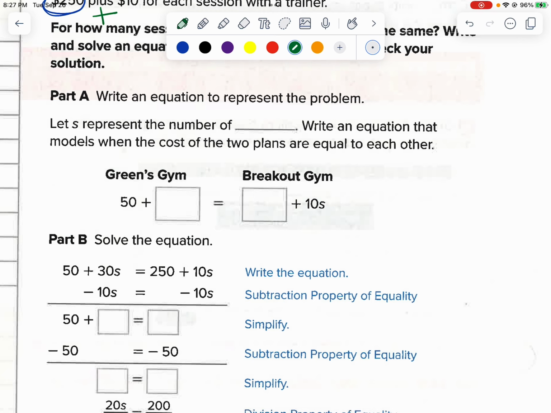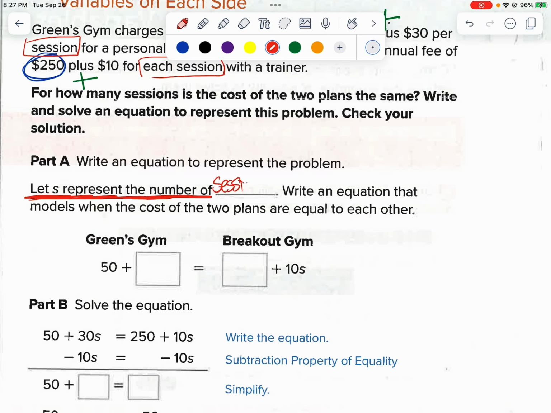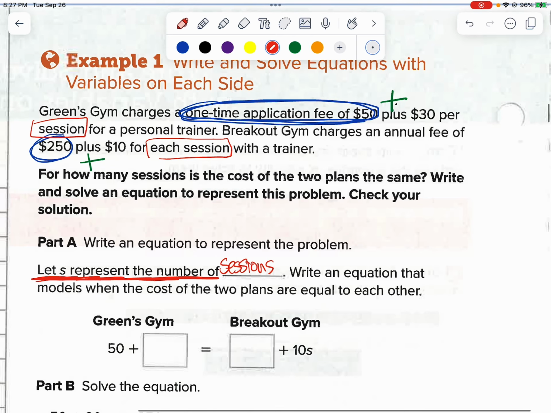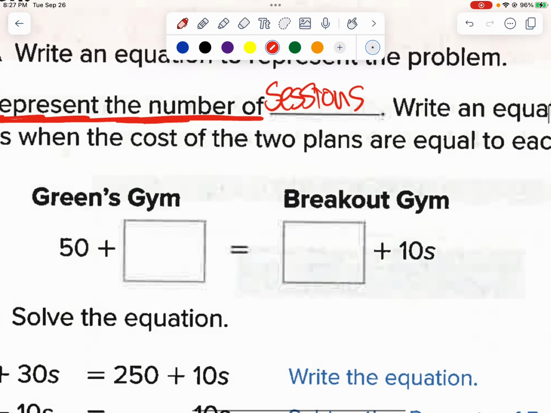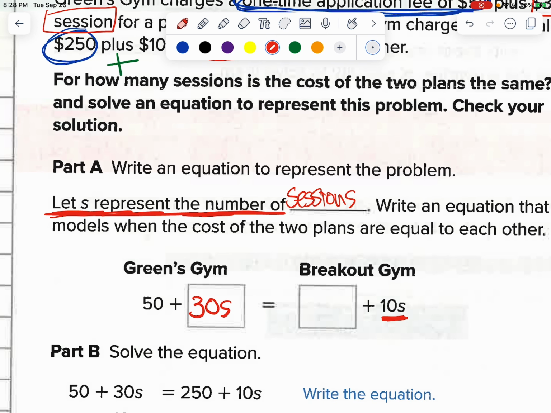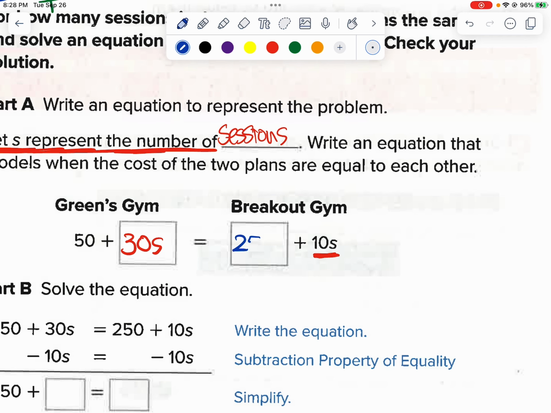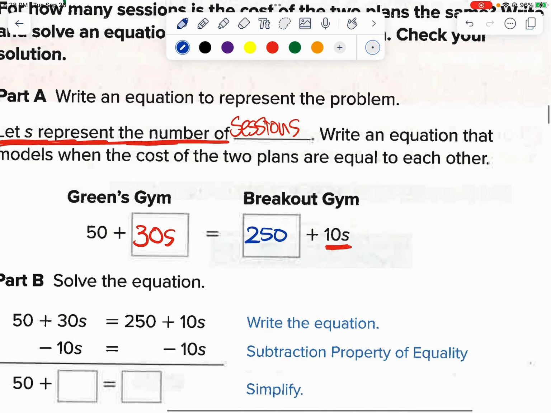So the first thing you always have to do is tell me what the variable is going to stand for. S represents the number of, well, each what? Each session. So that's going to stand for the number of sessions. Write an equation that models the cost of the two plans. Green's Gym per session is $30 per session, so it's going to be $30S. Breakout Gym already tells you what it is per session, but it's missing how much it costs to initially be there. So $10S plus $250.